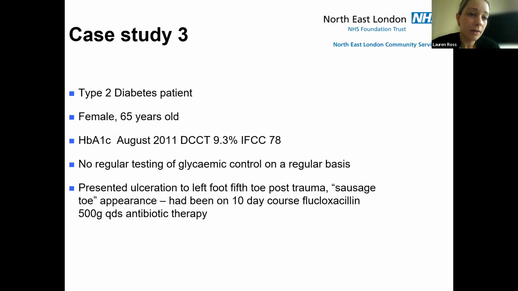Case study 3. So type 2 diabetes. She's female, 65 years old. HbA1c was 78. She doesn't regularly test her own diabetes, and she's presented with ulceration to the left foot, 5th toe, post-trauma. So she's knocked her toe and it's left her with a wound that's not healing. It has a sausage toe appearance. So it's that real red, swollen toe. Technical term, a sausage toe. And she has been on a 10-day course of flucloxacillin.